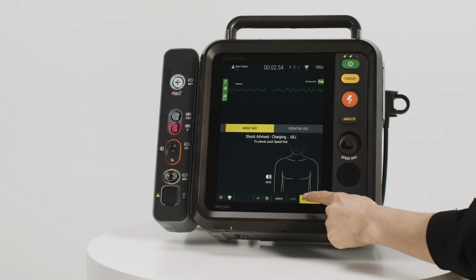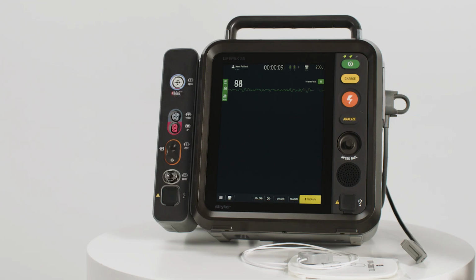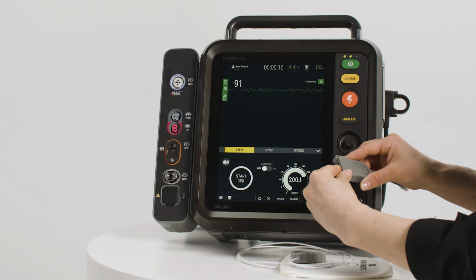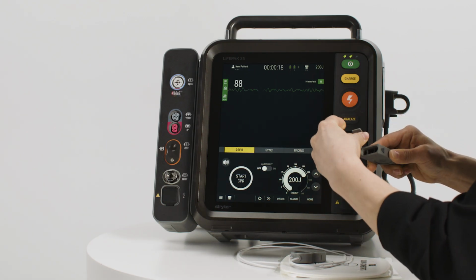If the defibrillator powers on in AED mode, press Manual Defib in the lower right corner of the touchscreen. If the defibrillator powers on the home screen, press Therapy in the lower right corner of the touchscreen. Connect the therapy electrode pads to the therapy cable.